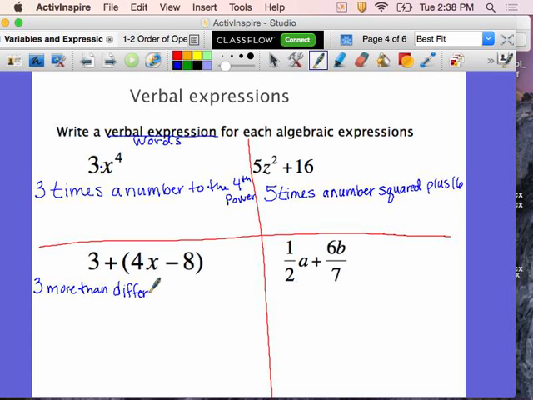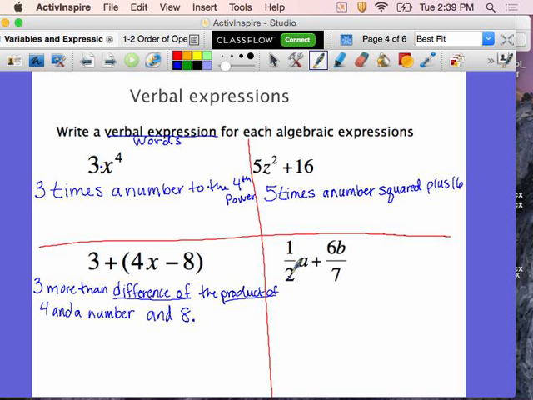Difference of the product of 4 and a number, product of 4 and a number, and 8. So you've got it all in there. You've got your 2 sets of parentheses, difference of, product of. Okay, last one. So you've got to be careful.